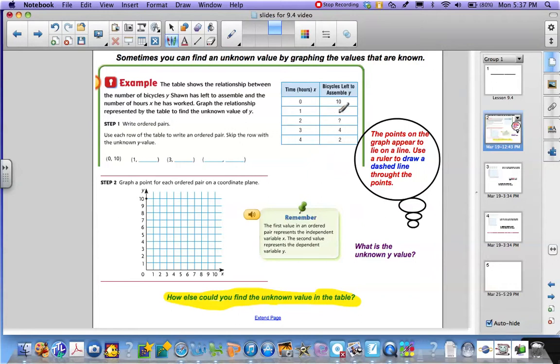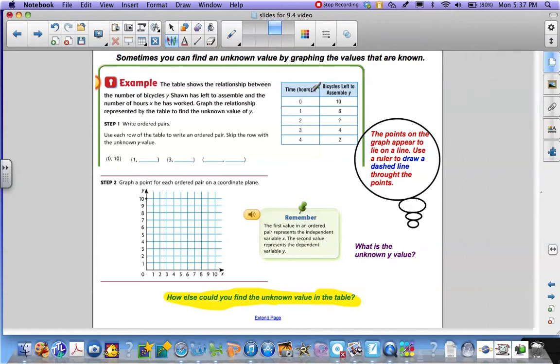Note here that in your table you have your x value, your independent variable, and your y value, your dependent variable. So what you really have here is a set of ordered pairs. Now sometimes it's hard to write an equation based on the relationship between x and y, but you can find unknown values by graphing them. So we have a coordinate plane down here. Here's the origin, and you have the x-axis along the bottom and the y-axis over here.